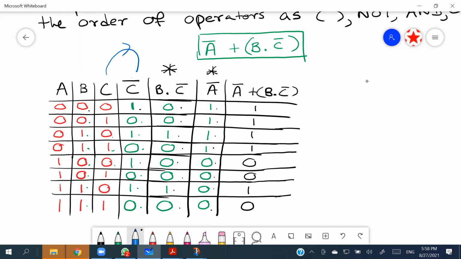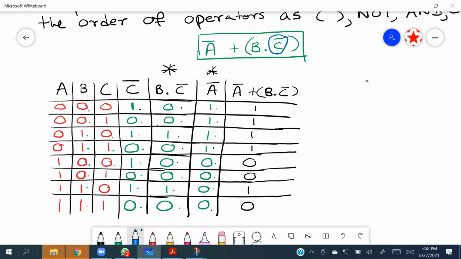So it is pretty easy. When we are getting C bar from C, what we have to do is convert zeros into ones and ones into zeros correspondingly, right? After that, we are going to consider the AND operation. So C bar is done.